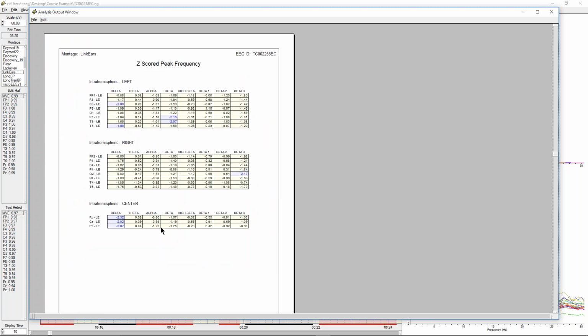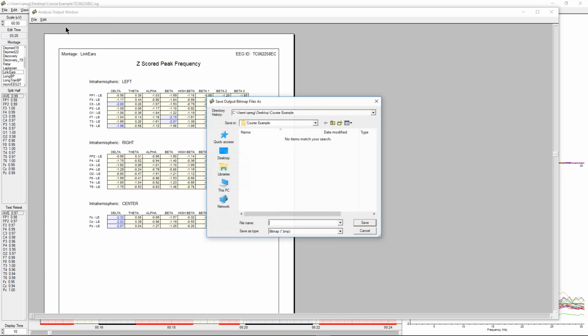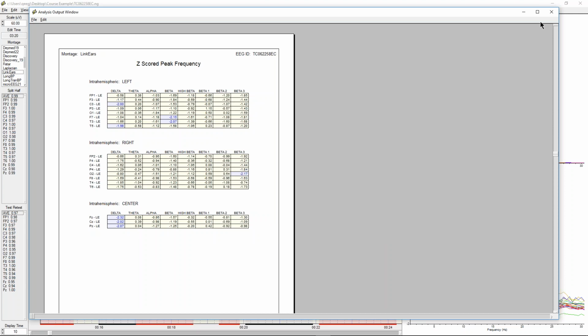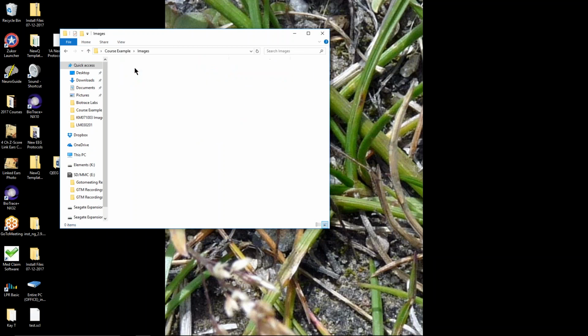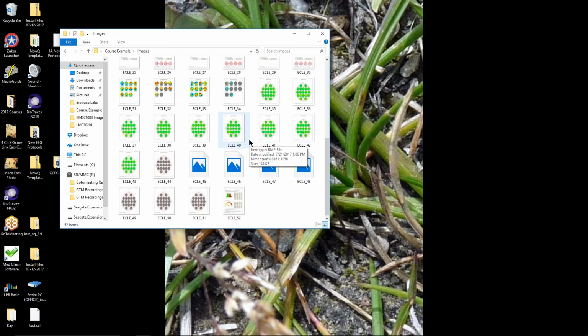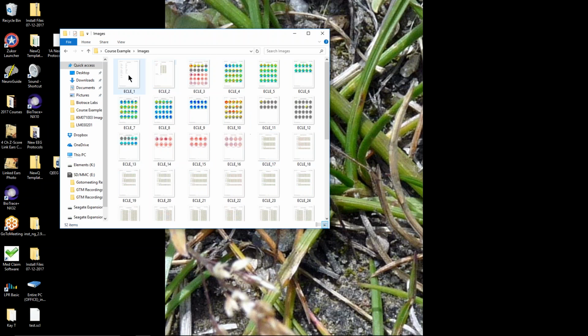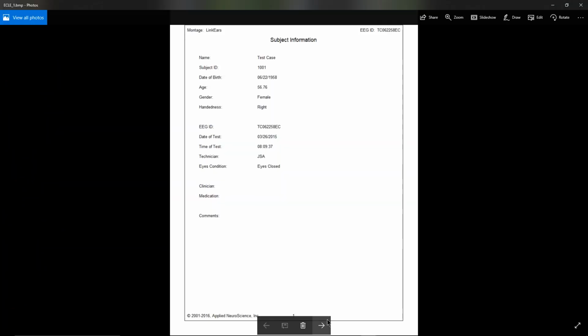And I know you probably are having a bit of trouble seeing that. I'll tell you what I'm going to do. I'm going to save this. So you go to File, Save Bitmap Graphics Files. We're going to create a folder that's called Images. And then we're going to put all of our image files into there. We're going to call this ECLE for Eyes Closed Linked Ears. We're going to save that. And then we're going to close this and shrink this. And we're going to bring up our image files because then we'll be able to actually see them and make them bigger.